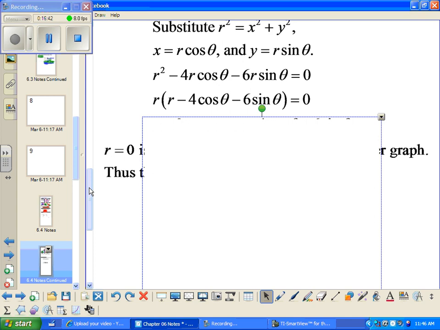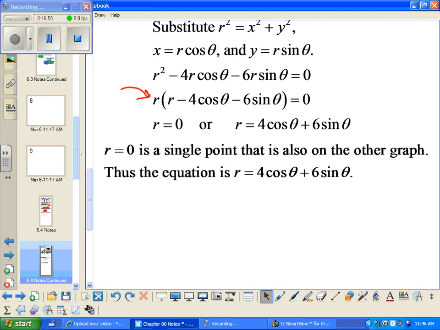Well, obviously, r could equal 0 to get that answer. Or, if I set r minus 4 cosine theta minus 6 sine theta equal to 0, that would be the same as saying r equals 4 cosine theta plus 6 sine theta. So the r equals 0 is a single point that is also on the other graph. So that means that the equation is r equals 4 cosine theta plus 6 sine theta.